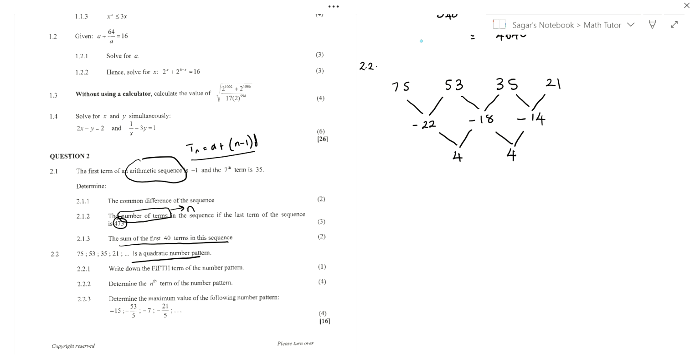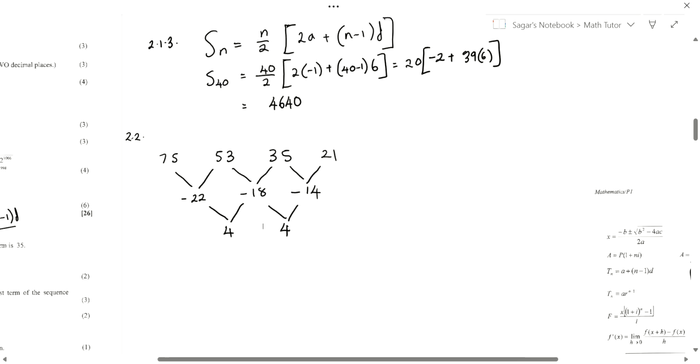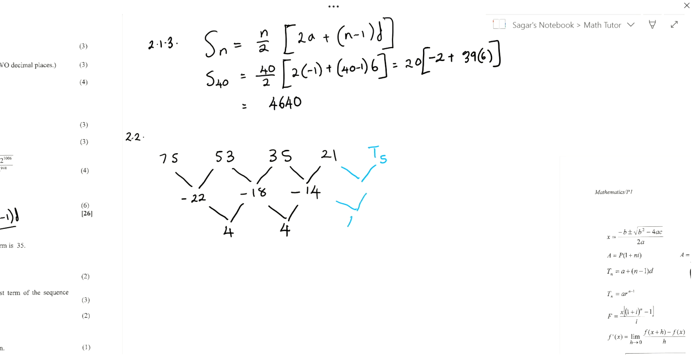Now they want the fifth term of the number pattern, right? Let's put in some placeholders, I would call them. So we need this value. Let's call it x. We know that x minus minus 14 should give us 4. X is therefore simply minus 10. Right?